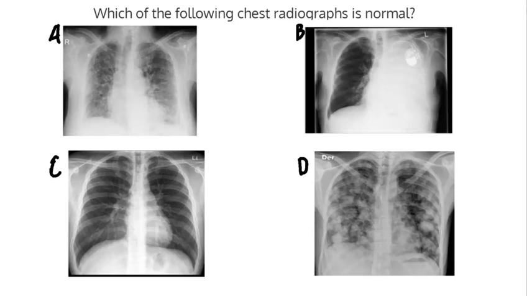Which of the following chest radiographs is normal? One thing to note when you're interpreting graphs such as these is that the black parts equal air. So black equals air, and then anything else should be white. So white could be normal.